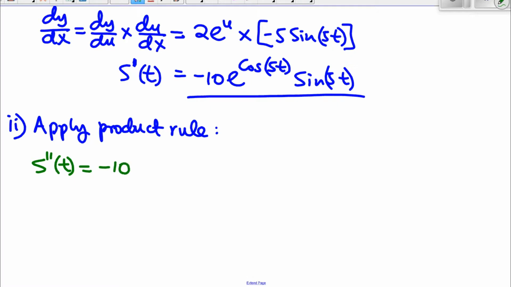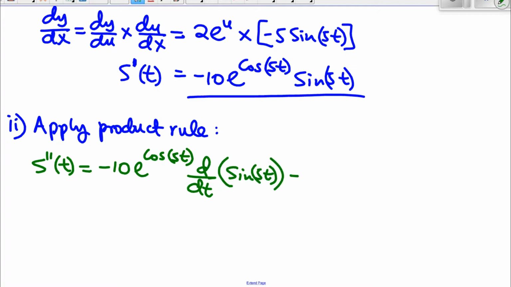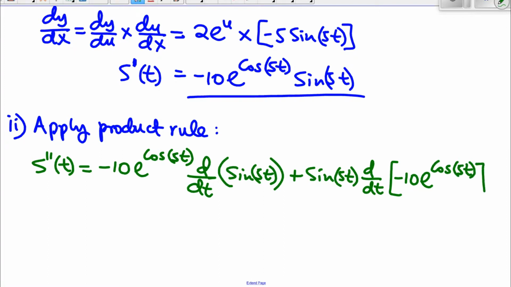negative 10 e to power cos 5t d over dt of sine 5t, okay, and plus sine 5t d over dt of negative 10 e to power cos 5t. Okay.